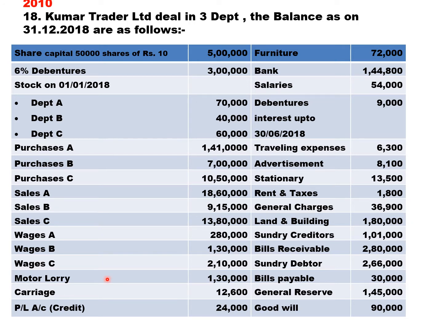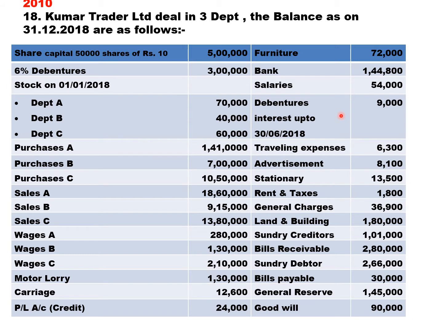Motor lorry is a fixed asset, balance sheet. Carriage will come in the trading account, and carriage should be distributed in the purchase ratio. P&L account, in brackets credit, indicates a balance of profit. Credit means profit. If the word debit is given, it's called loss. But here the P&L account credit 24,000 indicates that there is a profit balance of last year, so this will come in the general P&L account. Furniture is an asset, balance sheet. Bank is an asset, balance sheet. Salary will come in the P&L account.